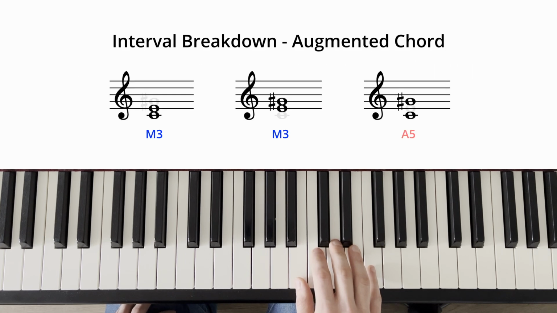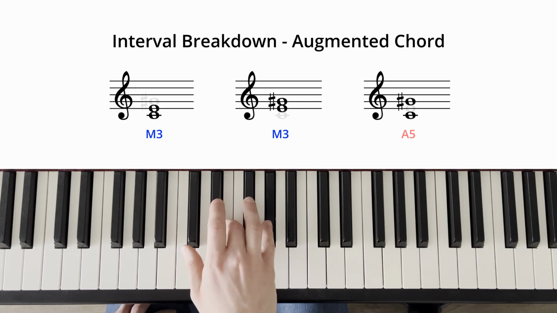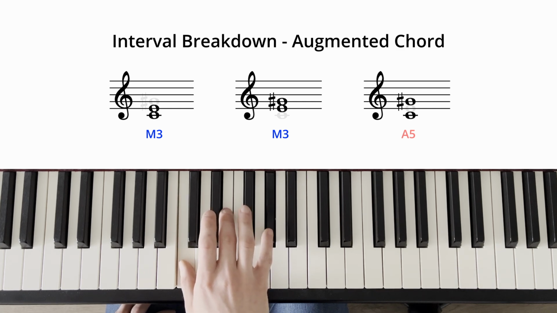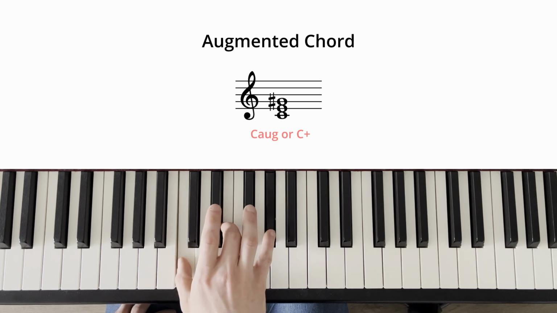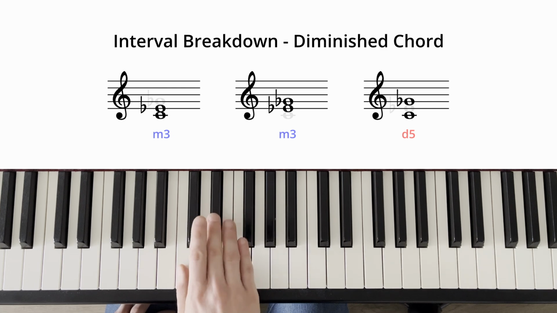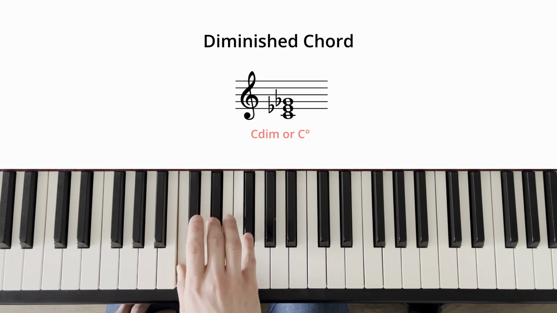To form an augmented chord, I stack 2 major thirds on top of each other. C to E is a major third, and E to G sharp is also a major third. C to G sharp is an augmented fifth. If I put them together, these 3 notes form an augmented chord. A diminished chord is 2 minor thirds stacked on top of each other. C to E flat is a minor third, and E flat to G flat is also a minor third. C to G flat is a diminished fifth. If I put all that together, I get a diminished triad.